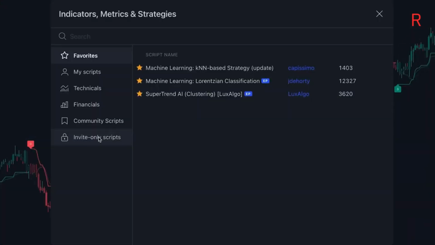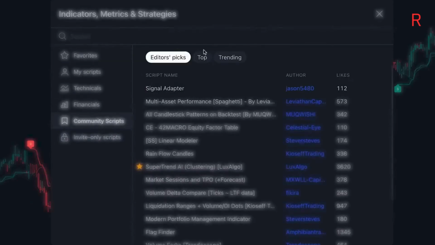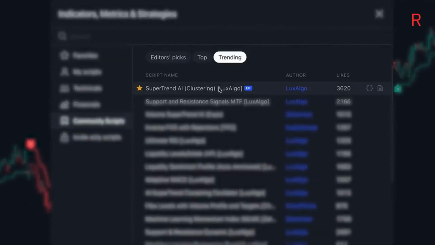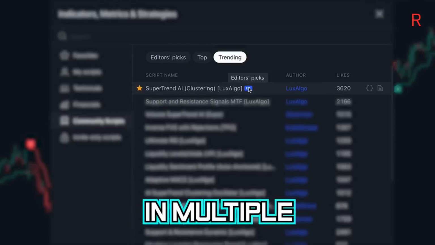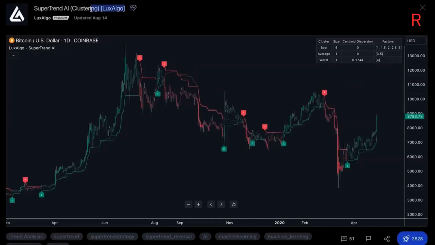The next indicator we are discussing is currently trending number 1 on TradingView trending page, and within the first day of being published has received the editor's pick. This indicator has 0 repainting and can be used in multiple market conditions. The indicator is called Supertrend AI Clustering by Lux Algo.